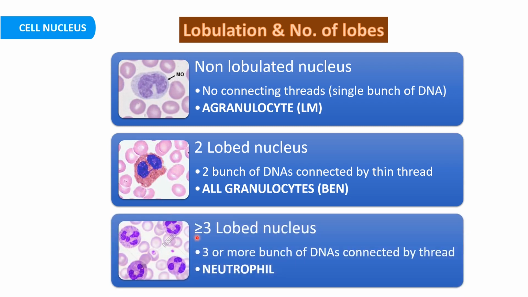If there are 3 or more than 3 lobes present, as you can see in this diagram, there are 3 lobes, 1, 2 and 3. In this diagram, there are 4 lobes, 1, 2, 3 and 4. So if there are 3 or more than 3 lobes present, then it is a neutrophil only. So if any lobulated WBC is there, if you find 3 lobes or more than 3 lobes, then it is a neutrophil only. So this is how you have to remember. If it is non-lobulated, it is agranulocyte. If there are bilobes, then it is a granulocyte. If there are 3 or more than 3 lobes, then it is neutrophil only. Now let's move to the third step.